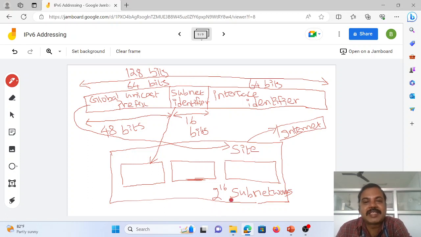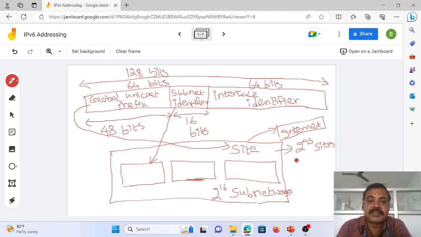And how many sites can we identify in the internet? The site is identified by the global unicast prefix, which is 48-bit length. But in this 48-bit length, the first three bits are reserved as 001. So you take the remaining 45. So it is 2 power 45 sites.